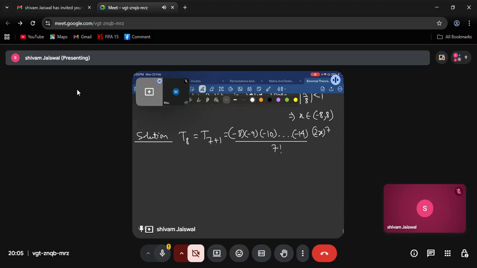So multiplying by 7 factorial in the numerator and denominator, we are going to get 14 factorial divided by 7 factorial into 7 factorial into (2x)^7. And the whole thing will be negative. This will be equal to -14C7 into (2x)^7. Is it clear, Raktim? Anandit? Yes, sir. Okay.